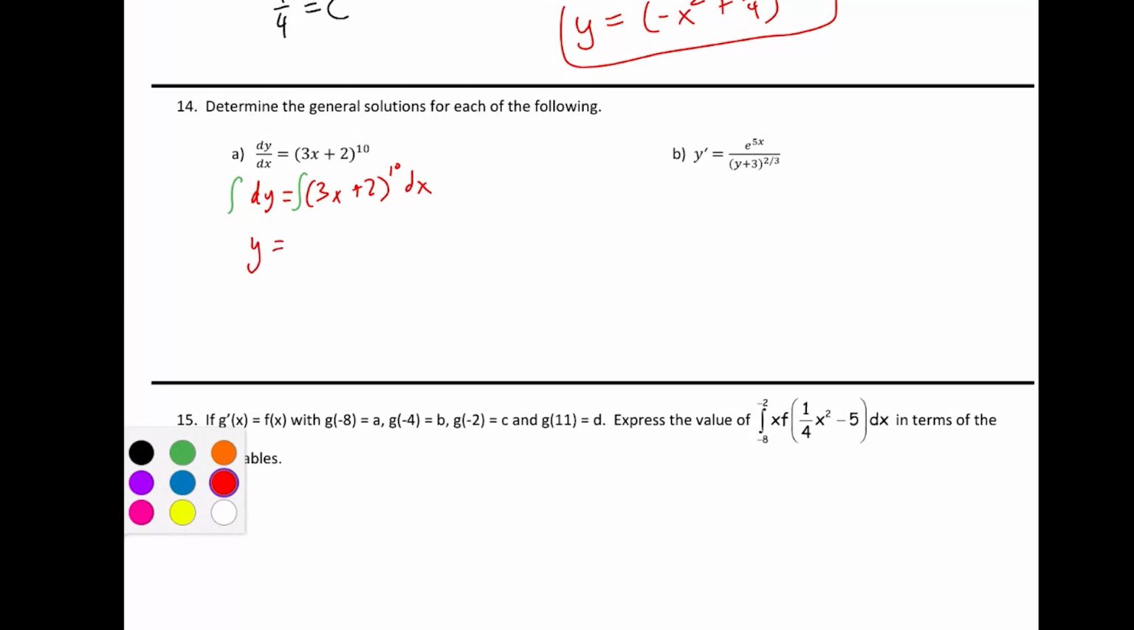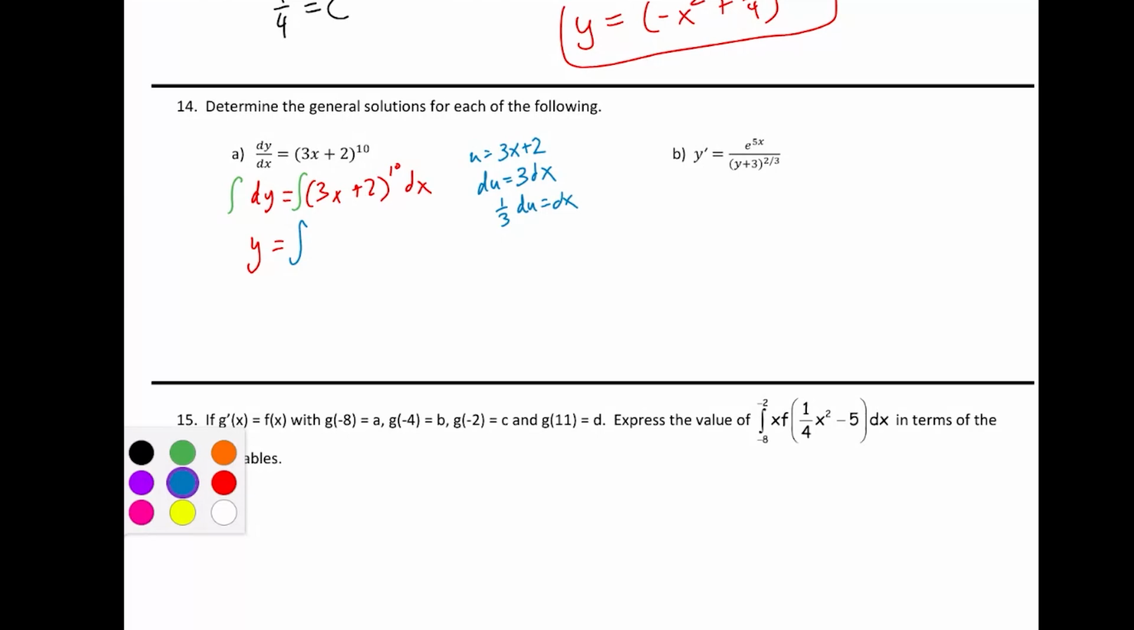And the integral of this one, well, I think we're going to want to use a u-substitution here because we don't want to be multiplying that out 10 times. So I'm going to let u be 3x plus 2. So du would be 3dx. But since I only have a dx, I don't have a 3dx, I'm going to divide both sides by 3 and get 1/3 du is dx. So let's work this integral using that u-substitution.